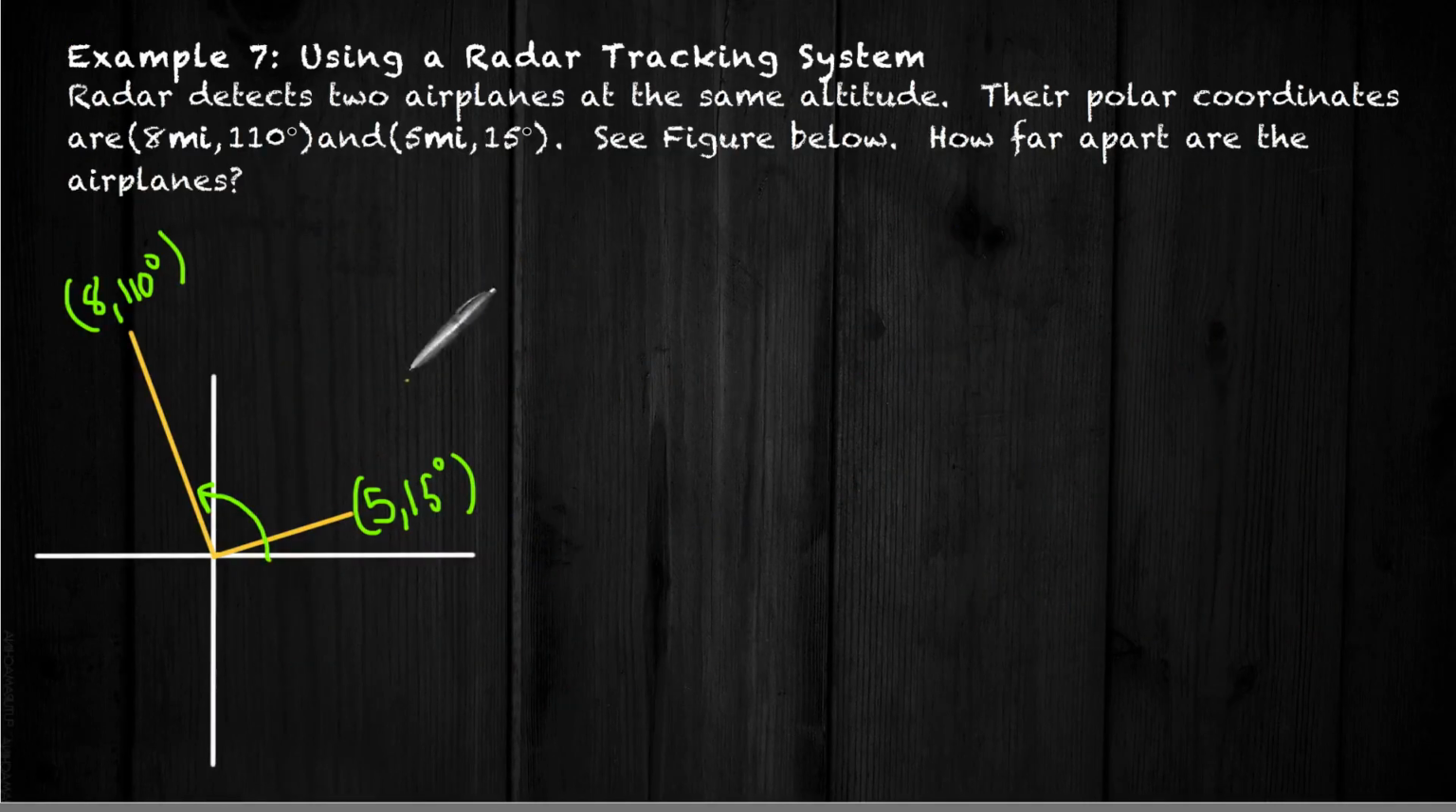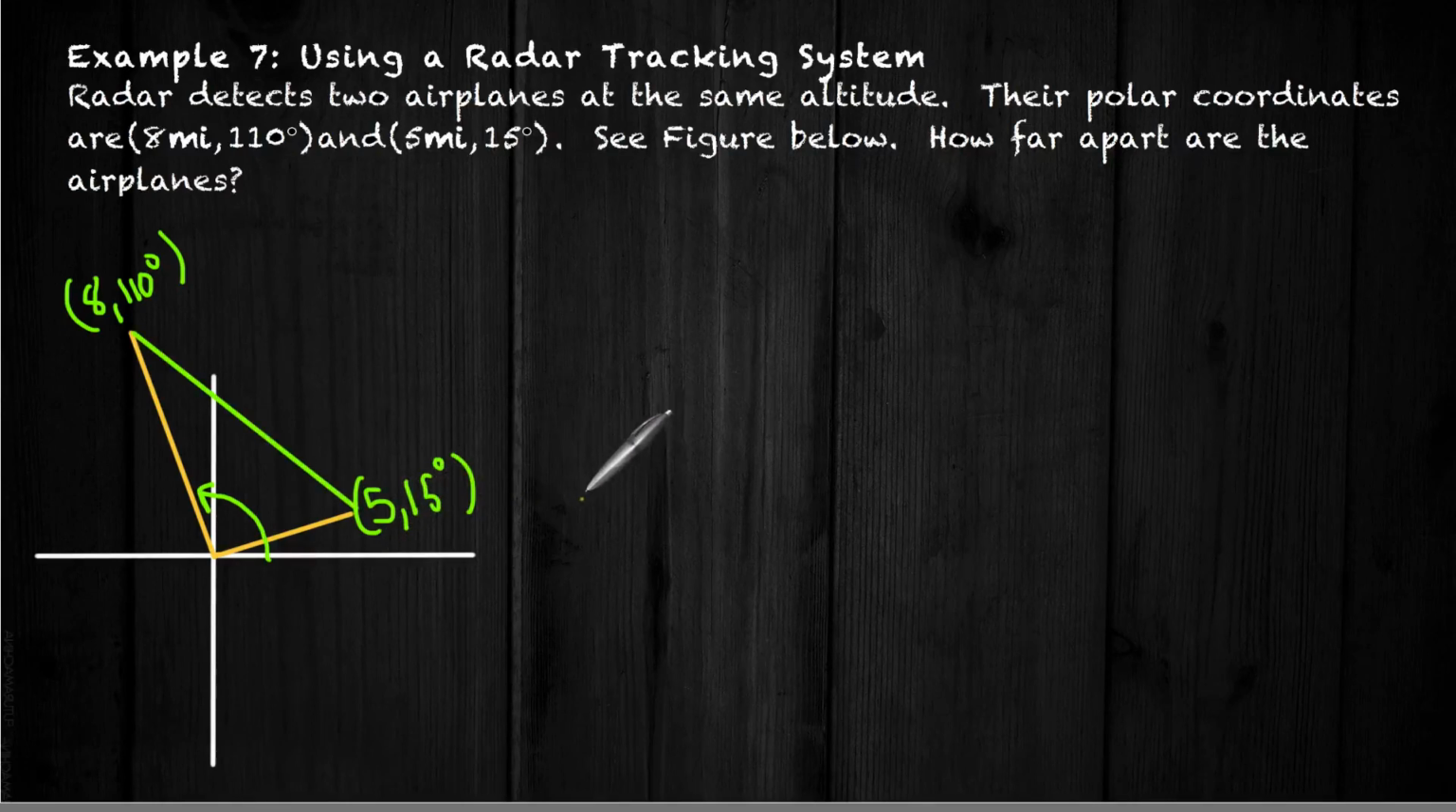Okay, in this last problem, we have a very simple problem. We've got an airplane that is being described as being 8 units away, or should I say 8 miles away, from the origin in a direction of 110 degrees. So that's a polar coordinate. And then we have another airplane that is 5 miles away in the direction of 15. And we would like to see how far apart they are. So we are actually looking for the distance from here all the way to there.